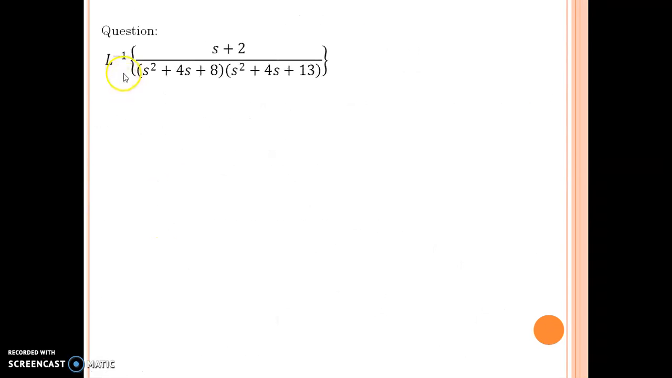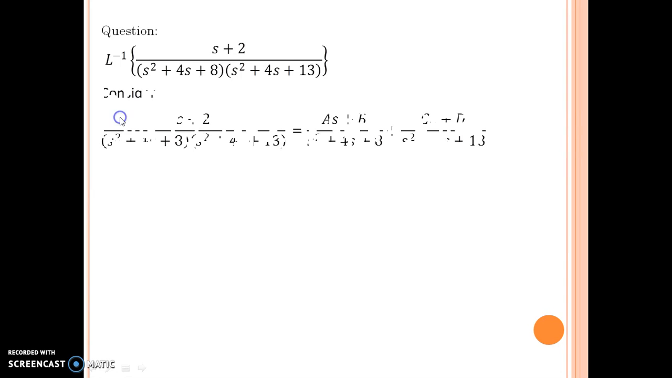The question is, we have to find L inverse of this phi of s. So it's a big one: s plus 2 over (s square plus 4s plus 8) times (s square plus 4s plus 13). Similarly, we have to express this as as plus b over the first quadratic, then cs plus d over the second quadratic. Why? Because if you observe, b square minus 4ac for each of the quadratics is negative. How can we obtain the coefficients a, b, c and d? That is our main question.